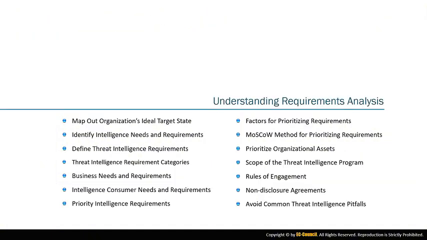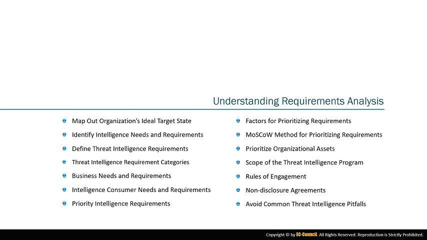So that brings us to understanding requirements analysis. We're going to look at mapping out the ideal target state for your organization. We're going to look at identifying intelligence needs, threat intelligence requirements. We're going to look at threat intelligence categories, business needs and requirements, intelligence consumer needs and requirements, priority intelligence requirements, factors for prioritizing requirements.